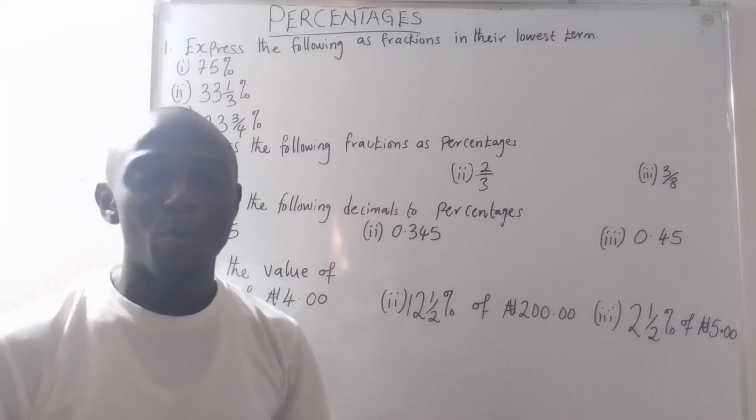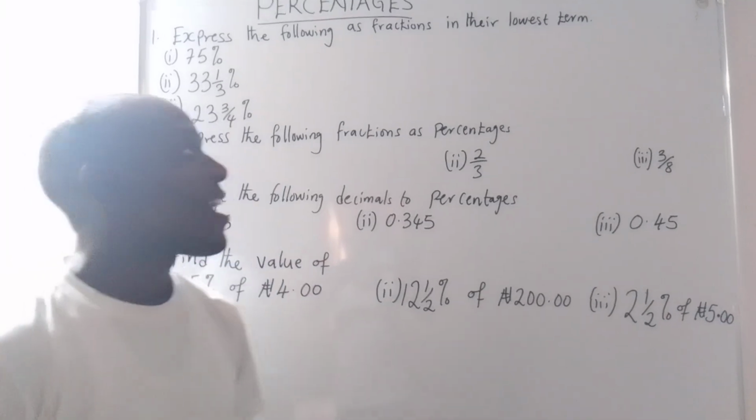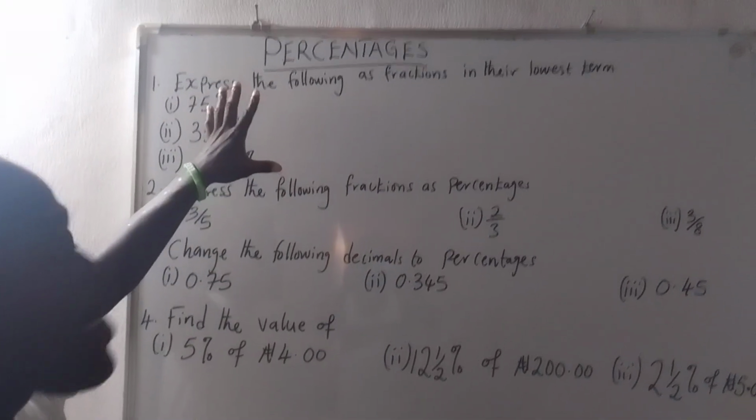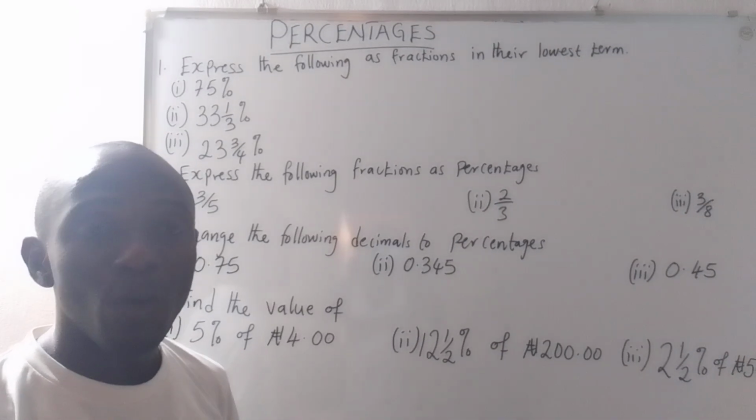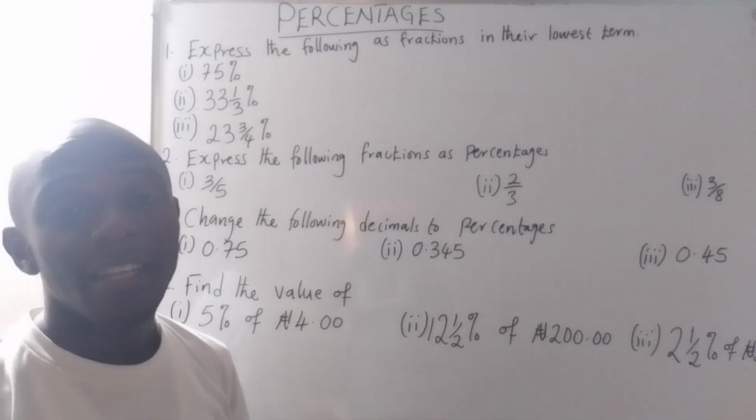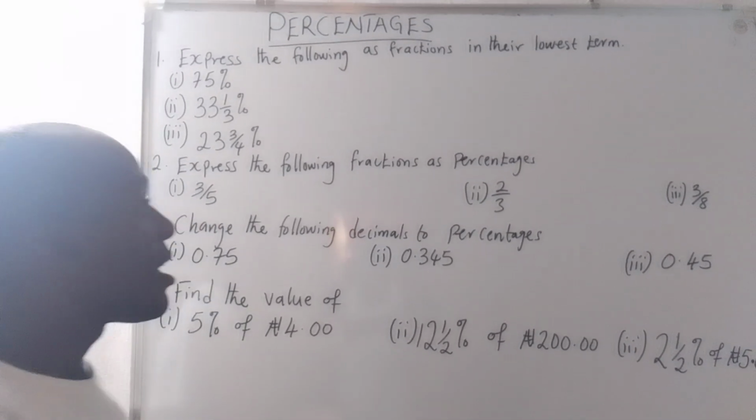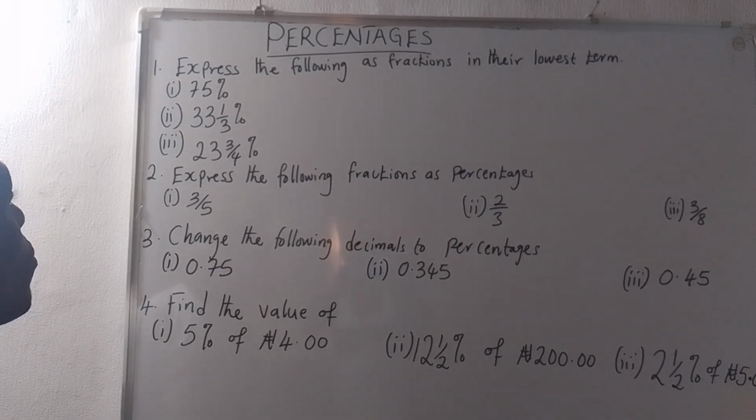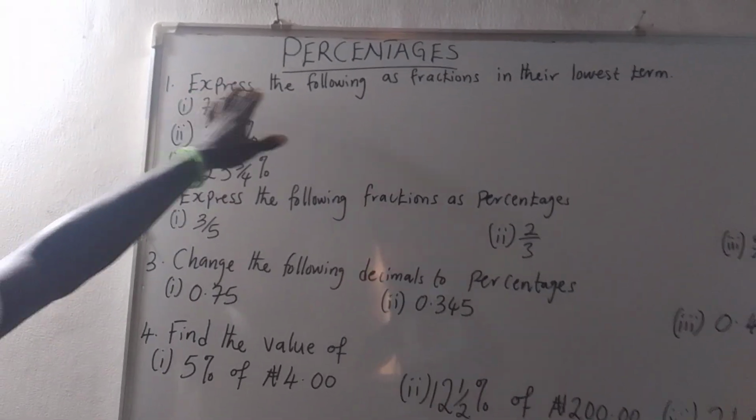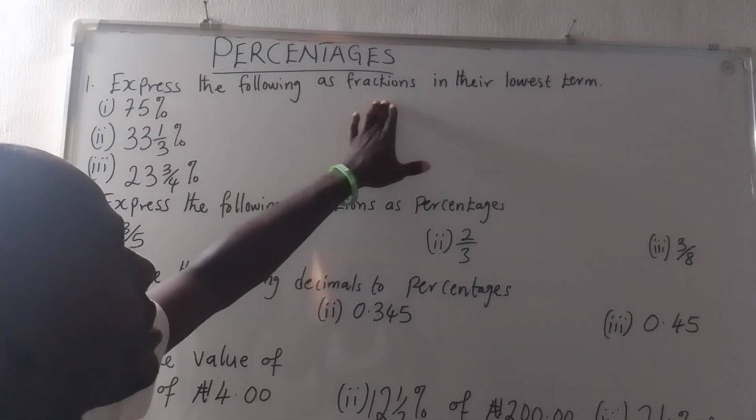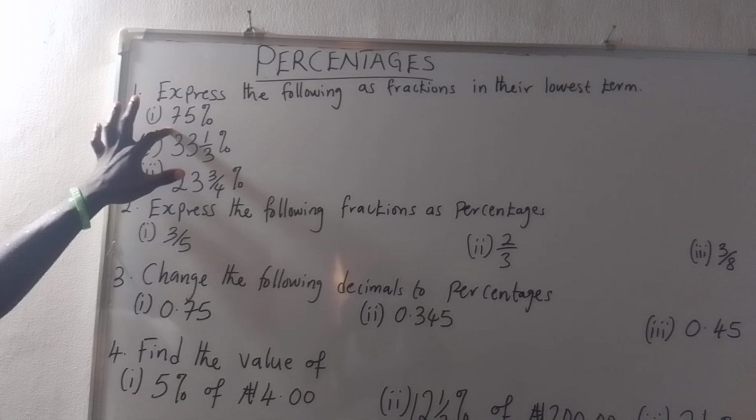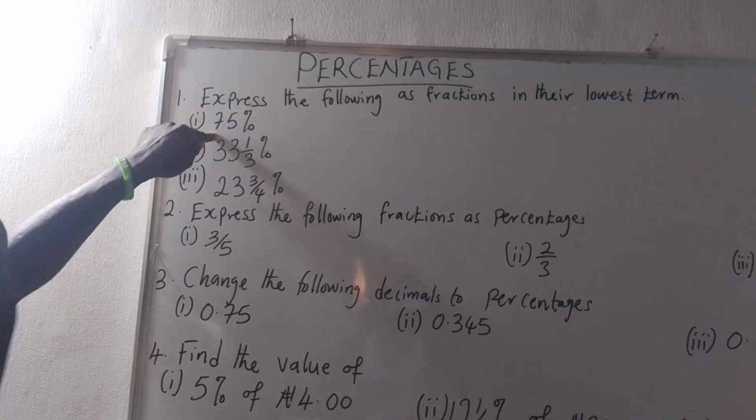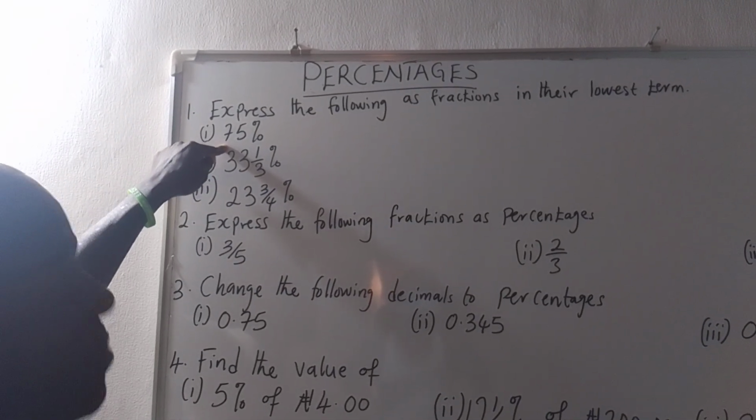In this video, we're looking at percentages, and we're looking at questions that fall under percentages a child can easily solve. No matter the question that comes under percentages, a child can easily tackle it. Let's look at the first question, which says, we should express the following as fractions in their lowest terms. This is 75%. We are asked to express 75% as a fraction.